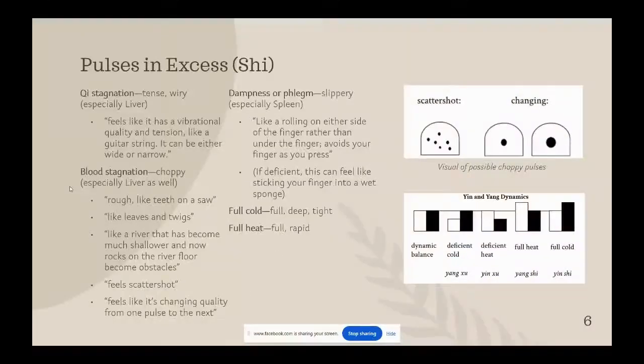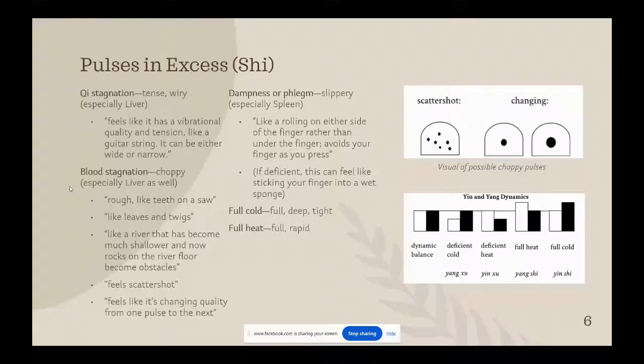So we'll go back to this slide going over these different pulse qualities. These qualities are a little more complex to feel than the deficient qualities, as evidenced by the multitude of different metaphors and similes and descriptions of these pulses that I came across in my notes from school and from books and from classical texts.